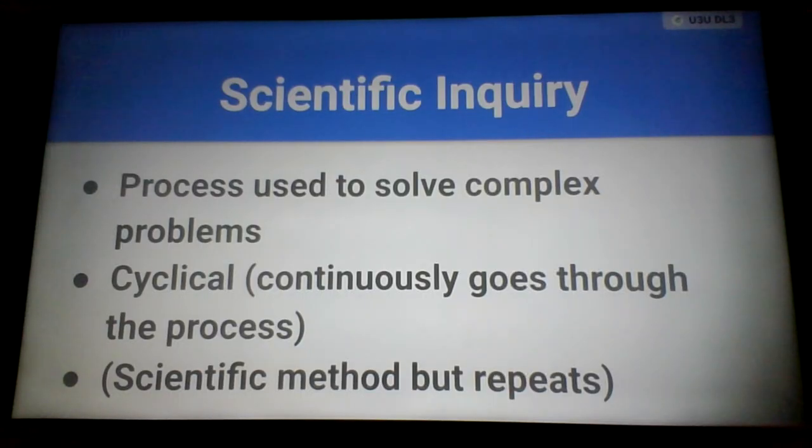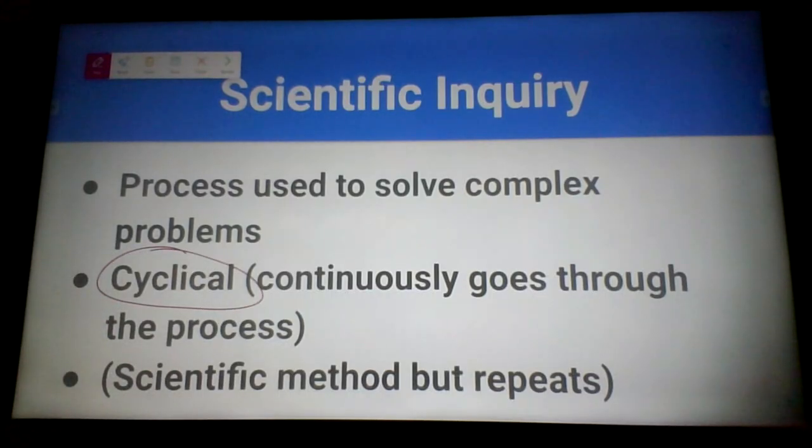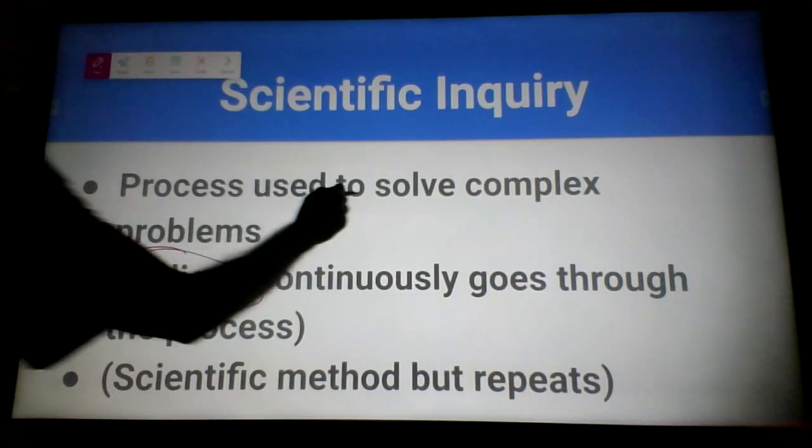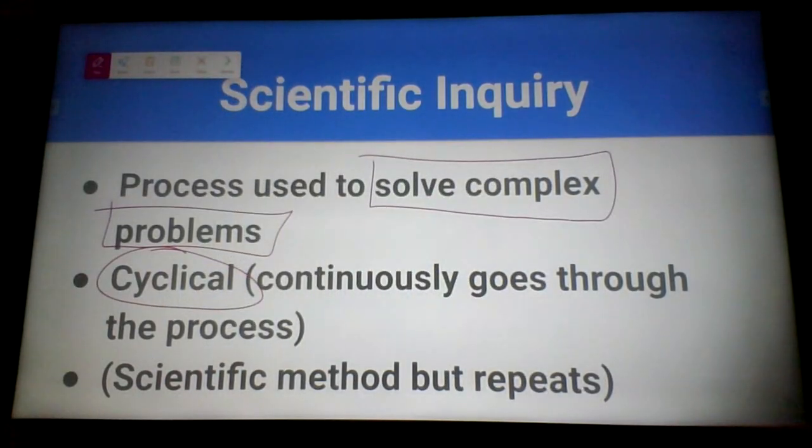Scientific inquiry is, here's a word we said before, cyclical, a cycle. Continuing the process and repeating the process in the experimentation. Because unless the experiment takes many years to complete, we want to do the experiment multiple times to make sure of accuracy. The scientific method, but inquiry just means we're going to keep on repeating the process. But this is scientific inquiry. The key words here are to solve complex problems.